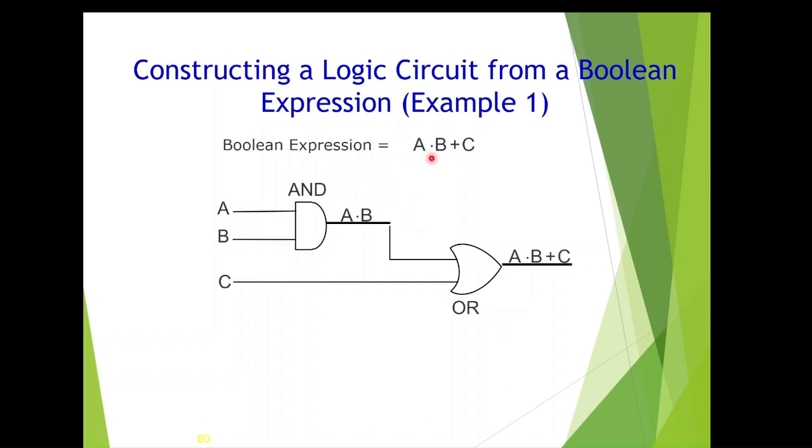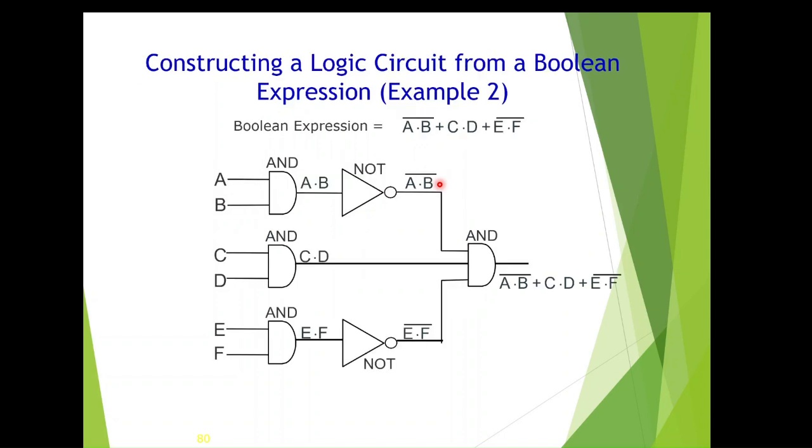Similarly, if the boolean expression is given, then we can implement it using these three gates. For example, I am taking this expression A dot B plus C. We just need an AND gate because it is multiplication, then plus C. For that we need an OR gate. So A dot B plus C: this is the circuit for this expression.